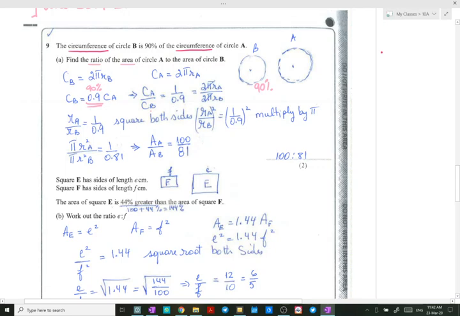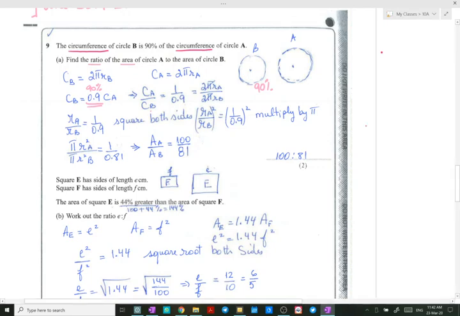We also have the given that the circumference of B is equal to 90% the circumference of A. Changing this to a decimal, it's going to be CB equals 0.9 CA, because 90% is 90 divided by 100, which is equal to 0.9. Now let us do some algebra in order to find the ratio of the circumference of A over the circumference of B.